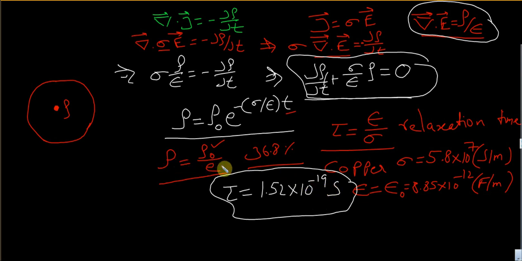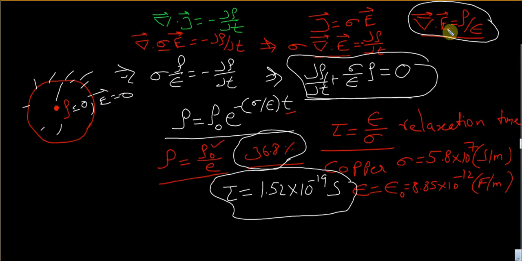This is a very small time. In 1.52 into 10 to the power minus 19 second, the value of the charge density will be reduced to 36.8% of its initial value. So we can say that in a fraction of a second, this charge will move and be distributed on the surface of the conductor. So inside a conductor, always rho is equal to 0 and that's why the electric field is equal to 0 by using Gauss law. If rho is equal to 0, then the electric field will be equal to 0. So if you put a charge inside a conductor, it will be redistributed on the surface. This is the proof of that.